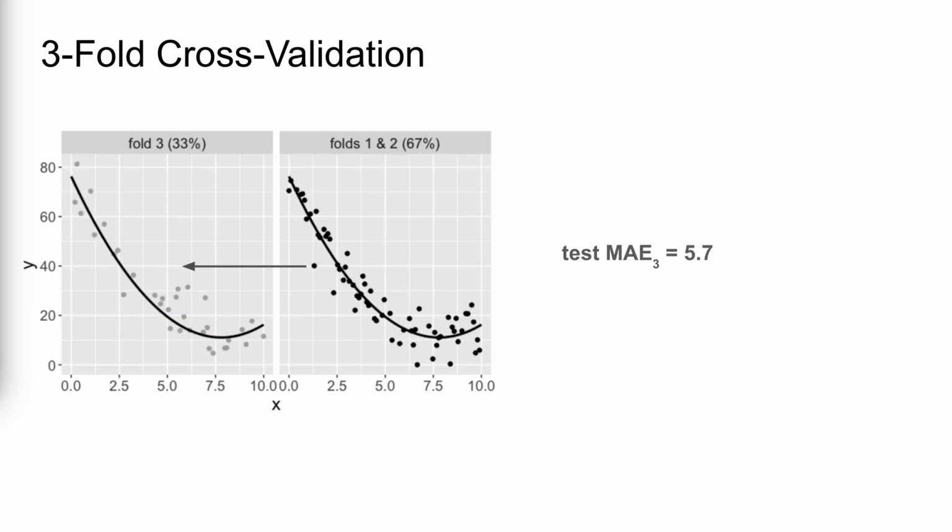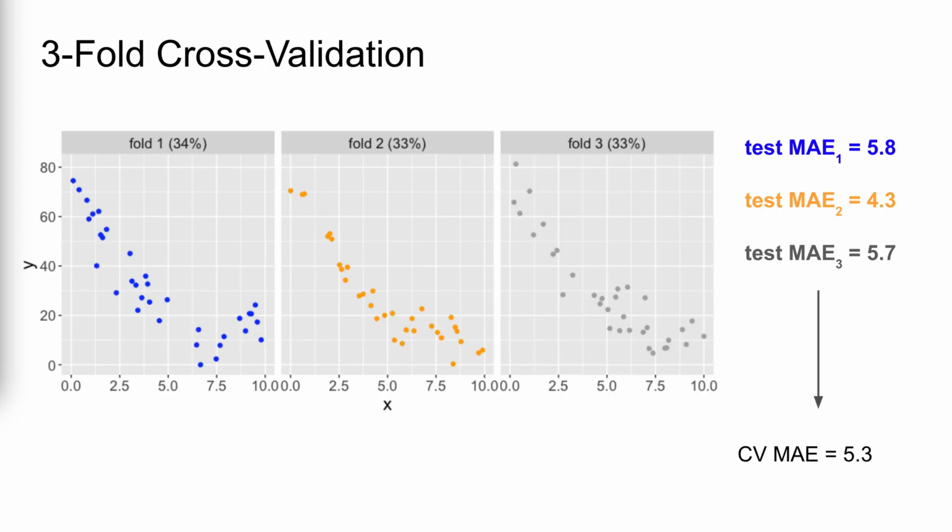In the third and final step, we hold out fold 3 as the test set, and we combine folds 1 and 2 into a training set. Using that training data, we build a model, apply it to fold 3, and calculate the resulting prediction error, MAE3. So at the end of this 3-fold cross-validation procedure, each fold has served as a test set and produces a unique measure of prediction error. Averaging these up provides the 3-fold cross-validation error associated with this model.